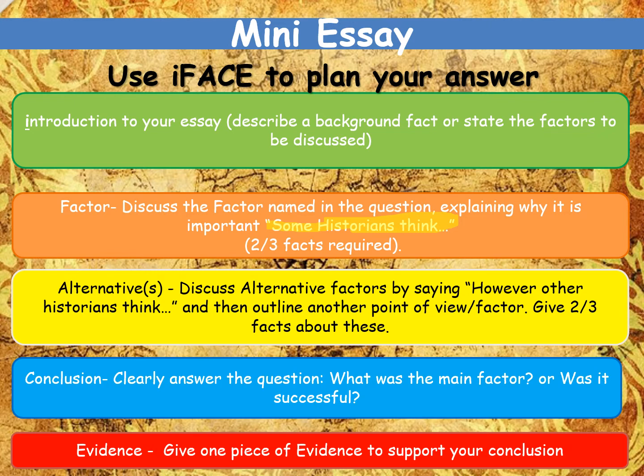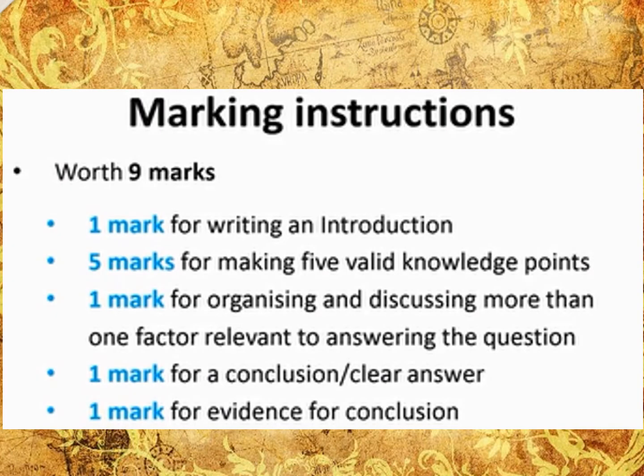At National 5 level, these questions are worth 9 marks, and this is what you get marks for. So you get 1 mark for your introduction, whatever you decide to do. You can get up to 5 marks for your facts in your paragraphs. You get 1 mark for organising and discussing more than one factor. So you've done your named factor, and as soon as you say other historians think another factor was more important and you give a fact about it, you get another mark because you've introduced another argument.